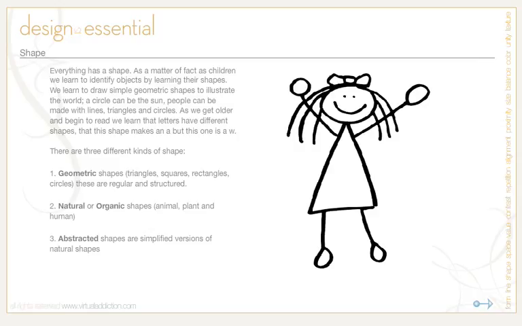As we get a little older, we begin to read and we learn that letters have different shapes, that this particular shape makes an A, but this one over here is a W. In design, all shapes still define objects, but they also communicate ideas. In a logo, a circle could represent the earth, a half circle could represent the moon.